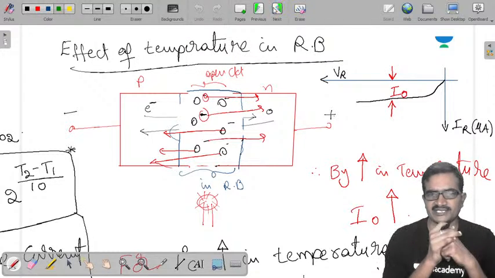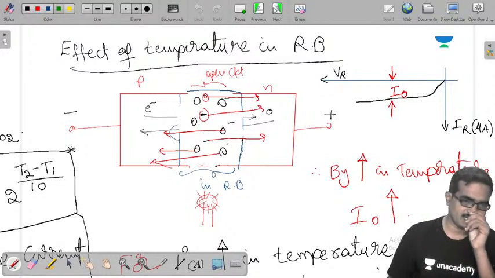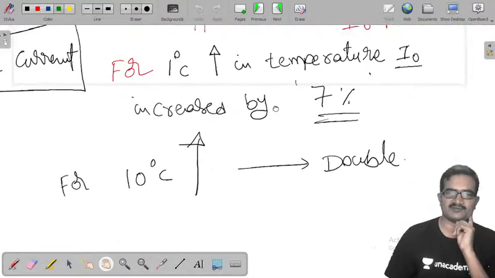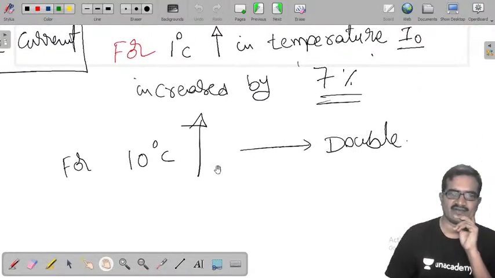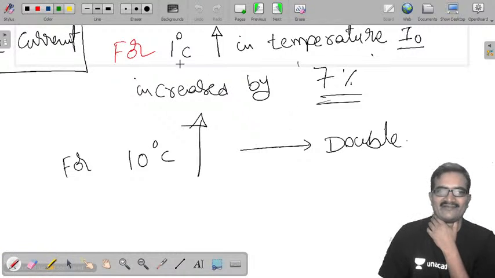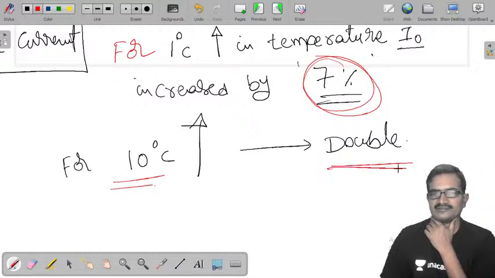So by increasing temperature, I naught is increasing. Okay, and this value is from practical values, from experimental results. They concluded for every 1 degree centigrade rise in temperature, I naught is increased by 7%. For every 10 degree centigrade rise in temperature, I naught is going to be doubled.